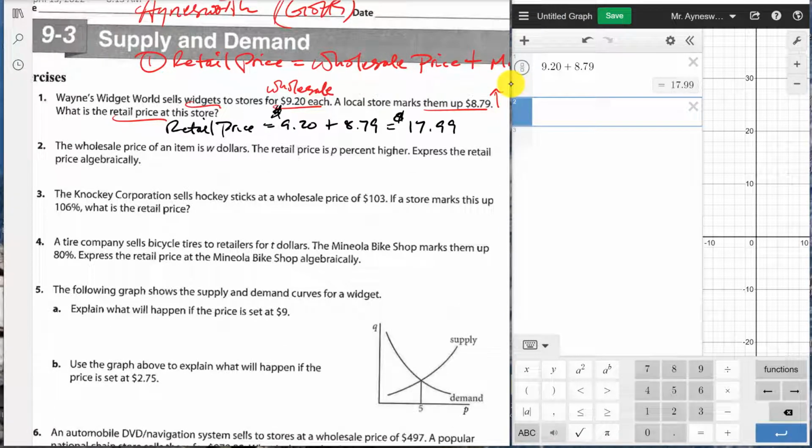That's what a customer like you and me would have to pay at the store. The local store has to make money, i.e. some profit. They buy an item, mark it up, and sell it to you, and they make what's called profit. The markup is the profit to the store.